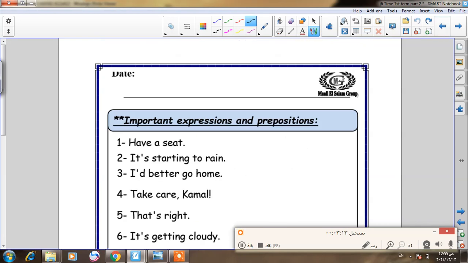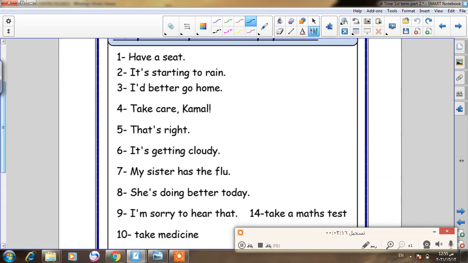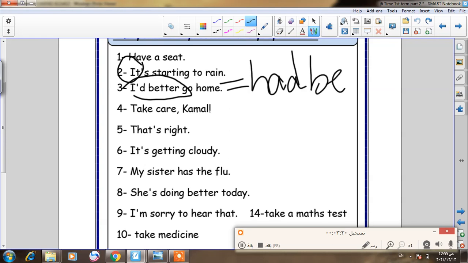And then we're going to read this together. Have a seat. It's starting to rain, and of course I use the pronoun it in order to speak about the weather. I'd better go home. What does it mean, I'd better? I'd better means had better. And you have to know that after had better, we put the verb in the infinitive form. I said I'd better go home, not goes, not going, not went. So after had better, we have the verb in the infinitive form.